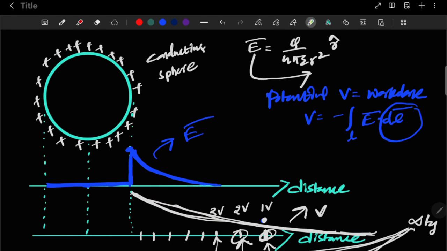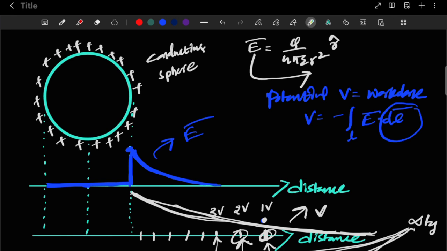What is the reason for this? Because the electric field changes with respect to distance as the square of the distance, 1 by r square. But potential goes with 1 by distance only. So both are reducing with respect to distance, but the electric field will become 0 very quickly because it is proportional to 1 by r square. The denominator is larger, so its value quickly becomes 0.